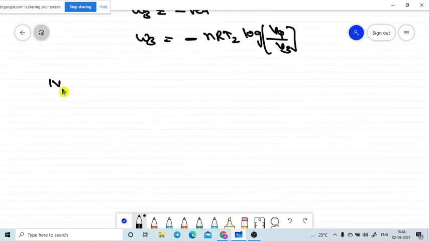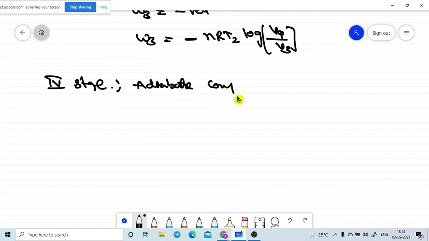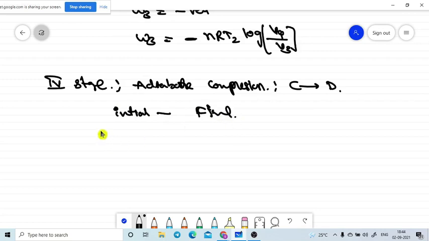In the fourth stage, what is this one? That is the adiabatic compression. Adiabatic compression means from where to where are we moving? C to D we are moving. The adiabatic compression formula we already know. So what is the initial state and what is the final state? The initial state is P4, V4, T2. The final state is P1, V1 and T1.